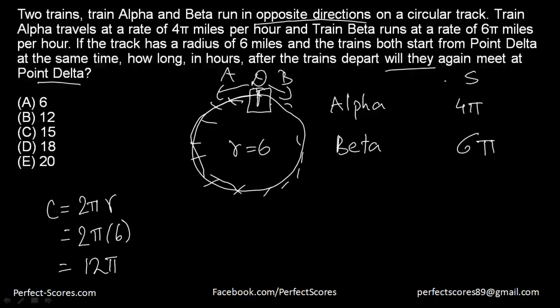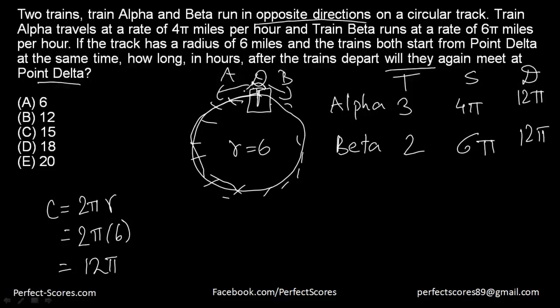So let's see the time taken for each of the trains to travel the whole circular distance. The distance over here is equal to 12 pi. So the time taken would be distance by speed, which will be 3 hours, and distance by speed, which will be 2 hours. So every 3 hours train A will be here, and every 2 hours train B will be here.